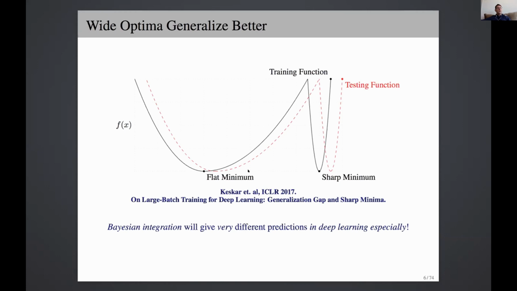And so if we're following a Bayesian approach, we're essentially integrating under a flipped version of this curve here. This also means that properties like flat solutions corresponding to better generalization will be automatically accounted for in some sense, because most of the mass of that integral will actually be contained within the flat regions rather than the sharp regions.